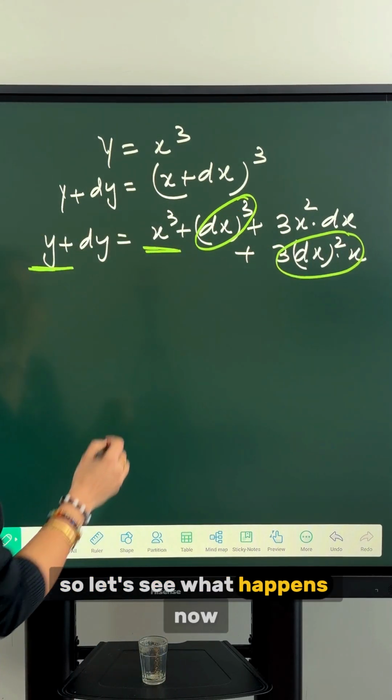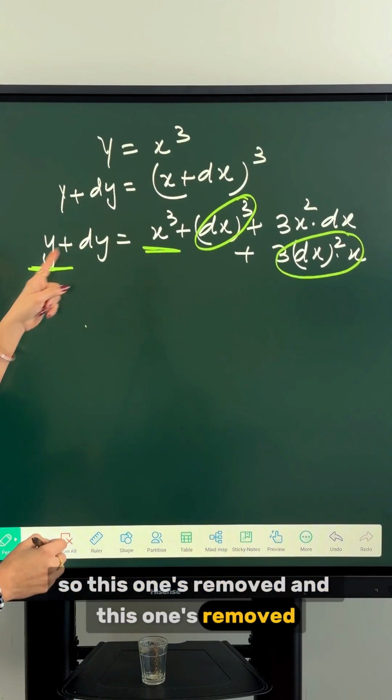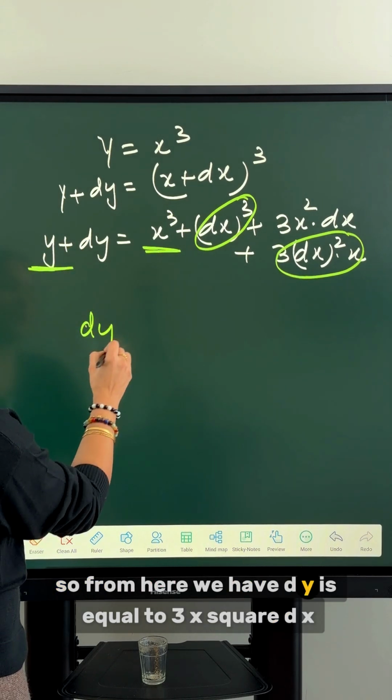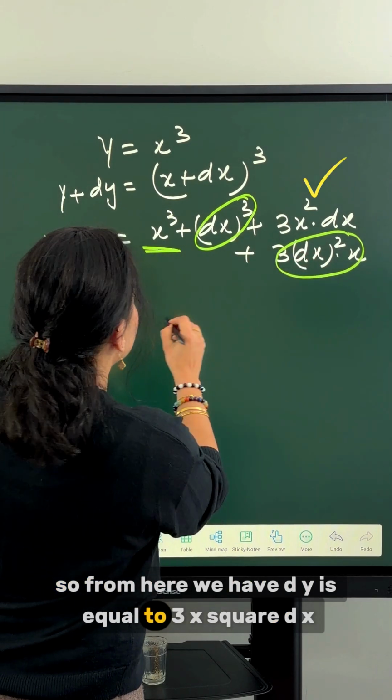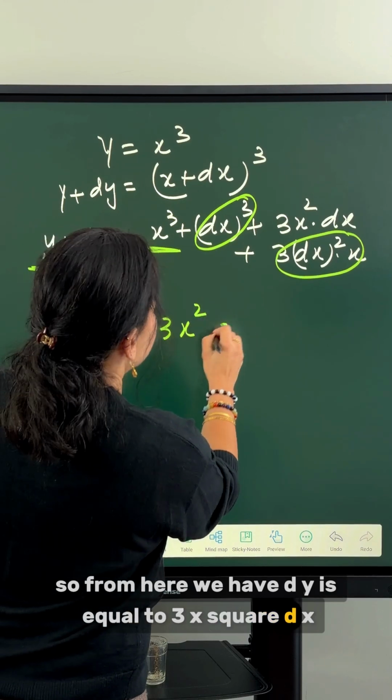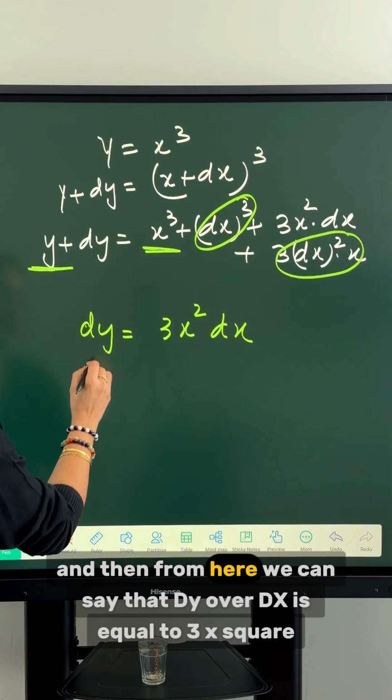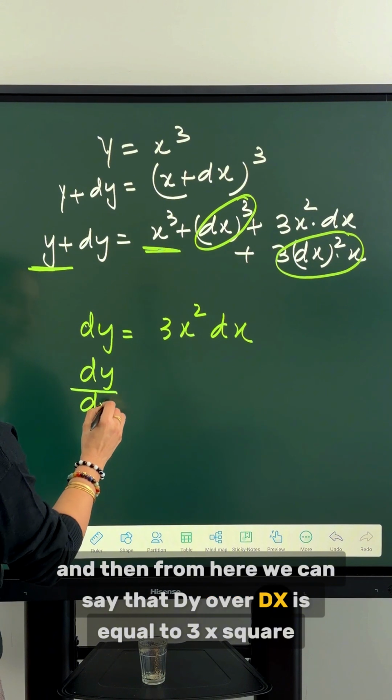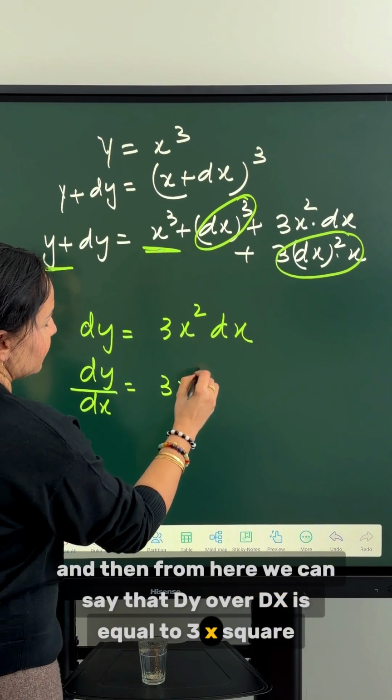So let's see what happens now. So this one's removed and this one's removed. So from here we have dy is equal to 3x squared dx, and then from here we can say that dy over dx is equal to 3x squared.